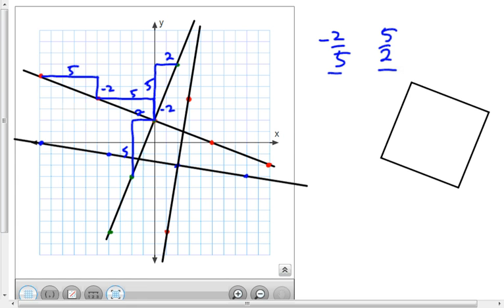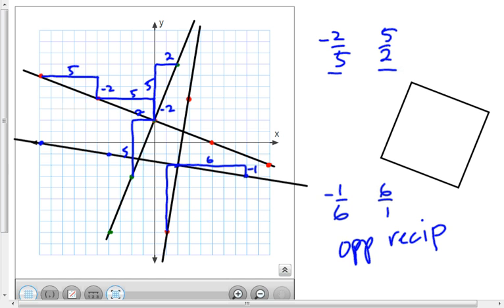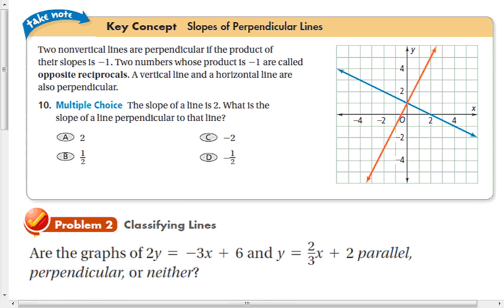Let's see if that holds true here. This slope right here is over 6 down 1. That slope would be negative 1/6. And then this slope is up 6 over 1. So that would be 6 over 1. So it holds true again. So we see that the slopes of perpendicular lines are opposite reciprocals. And that's what this is showing here. And you can always tell opposite reciprocals because the product of the two numbers will be negative 1.